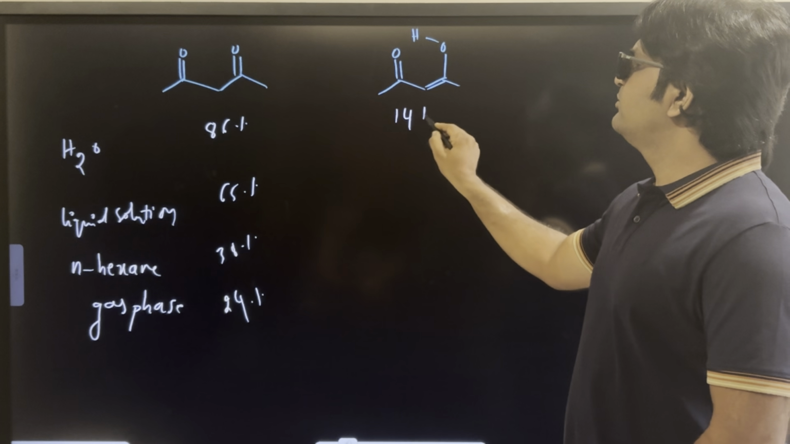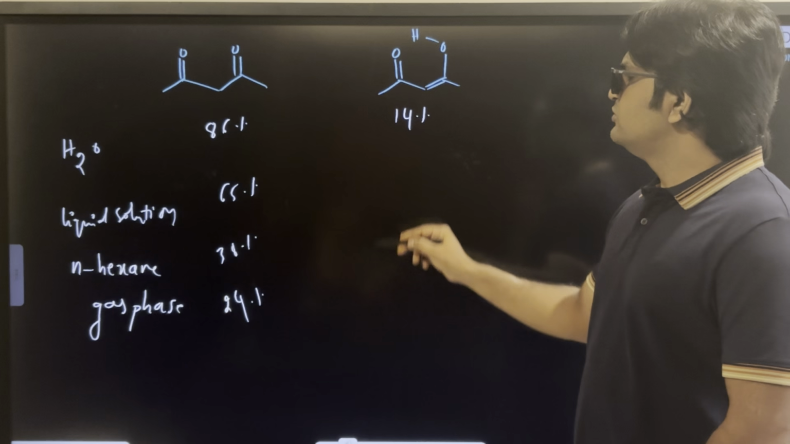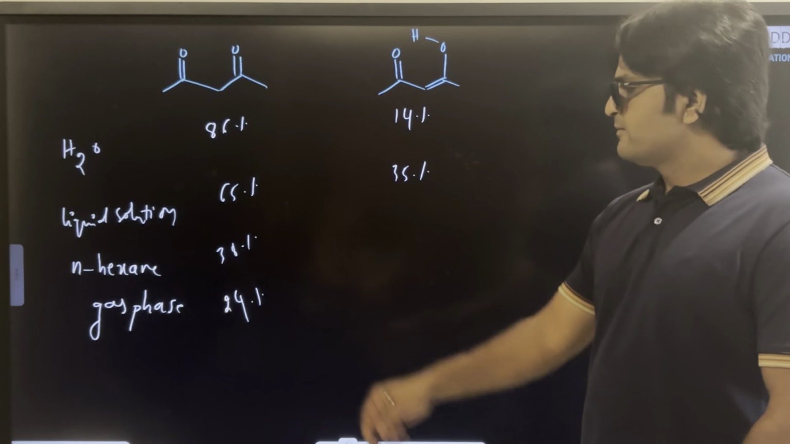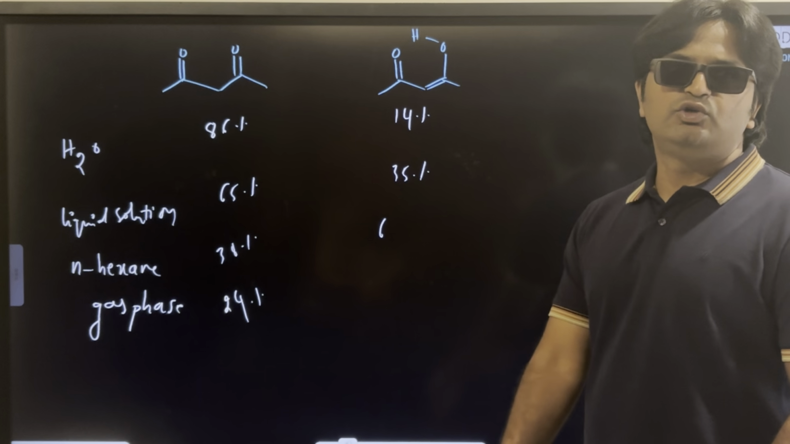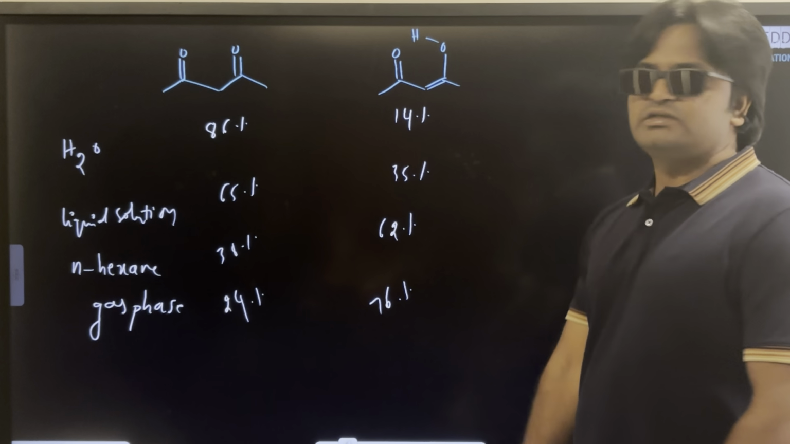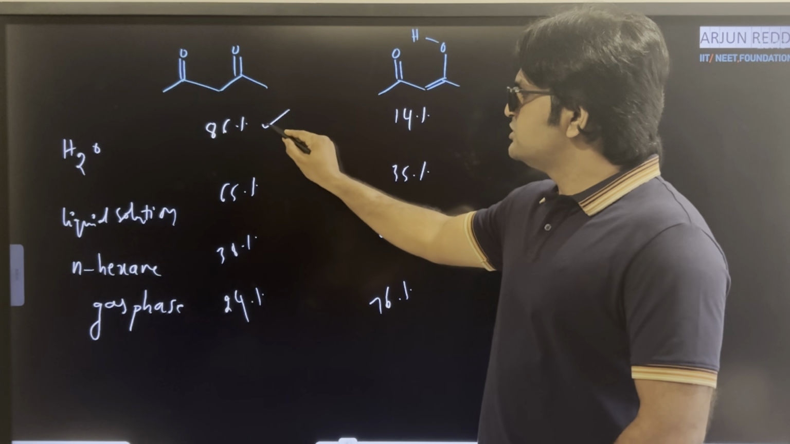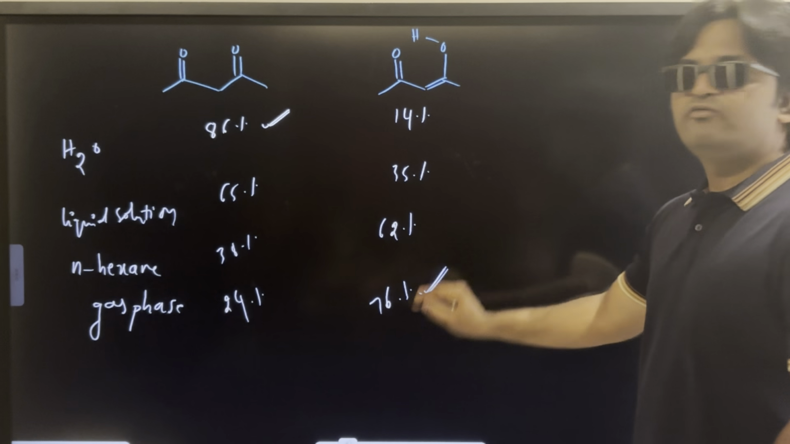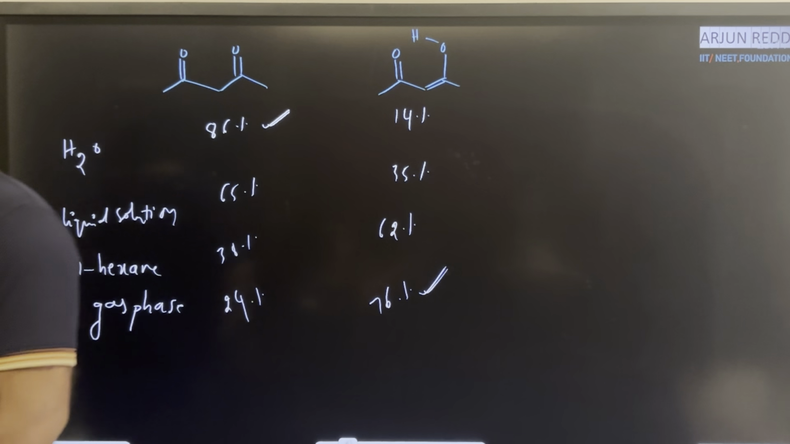Yes, 86%. And what about the remaining percent here? Remaining around 14% in enol form, and liquid solution 65%. And what about the remaining percent? 35%. Next one 38%. And what about the remaining here? 62%, and here 76%. You observe these 2 points. In case of polar solvent, which is more dominating? Keto form. But in gas phase, it is enol form. That is the difference. That is the effect of solvent.